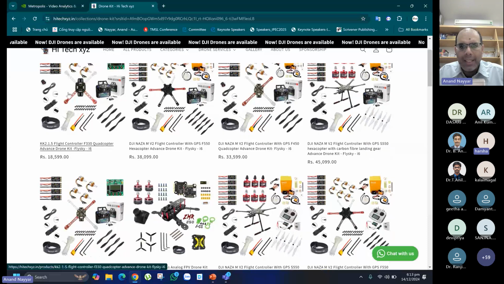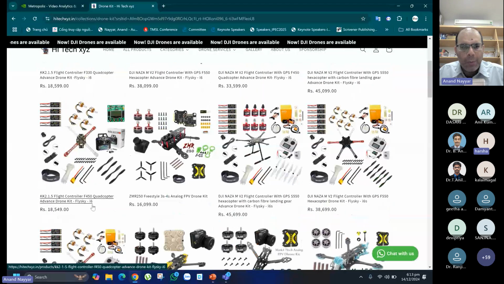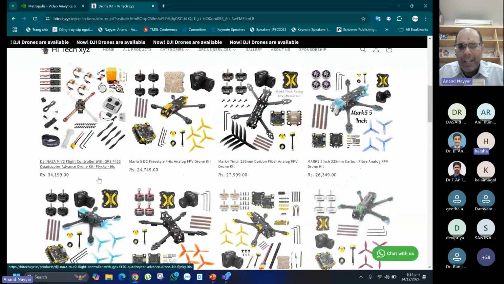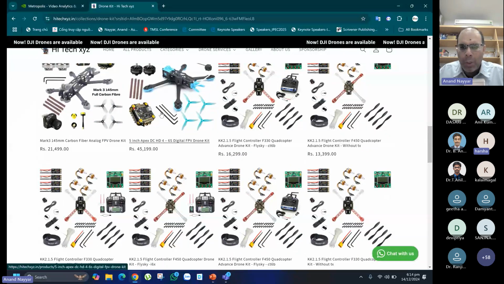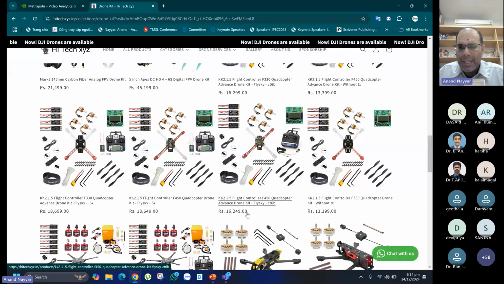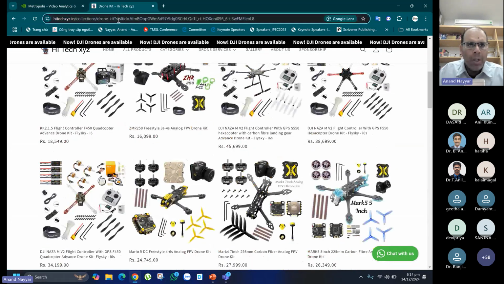High-tech XYZ: if you really want a customized quadcopter, or want to customize a flight controller, everything is available on this website. You can see the controllers and everything, and the cost of the kits is between 13,000 rupees and 45,000 rupees. I'm giving you this website right now on your chat box.